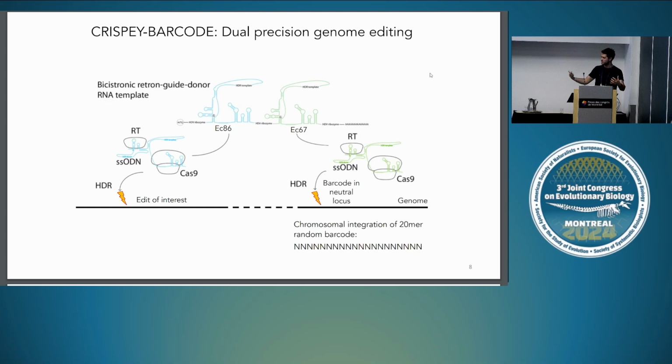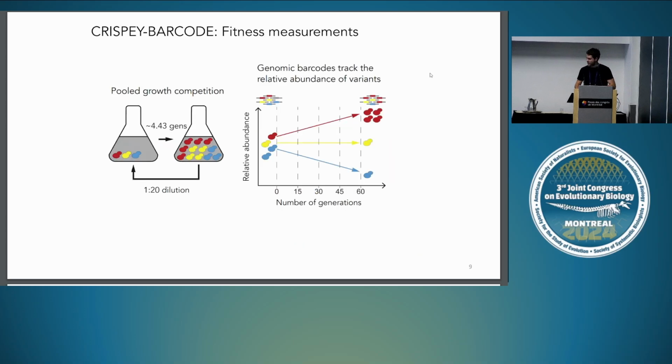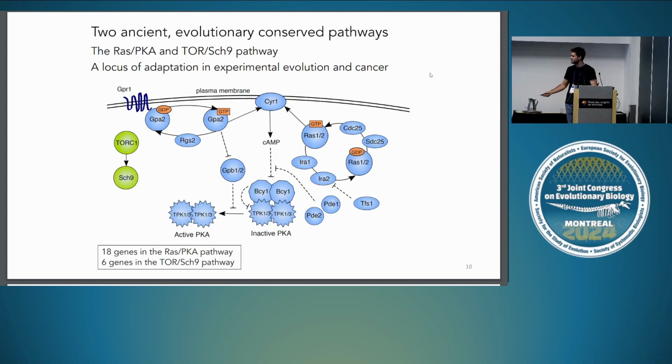And because we know this association between barcodes and edits or mutations, we can combine them in a flask, make them compete, and track them by sequencing the genomic barcodes, the frequency of these mutations in the population. And from this, we can estimate selection coefficients. We usually have hundreds of barcodes mapping into the same mutation or variant, which allows us to measure fitness in a very precise way. Okay, so this is the method, and this is the system I decided to study.